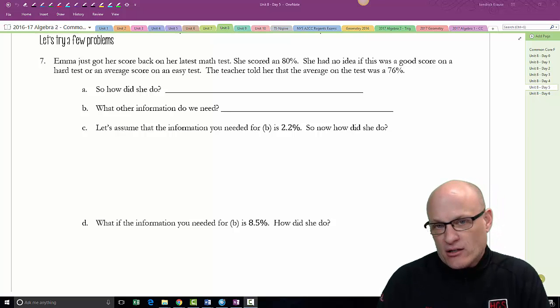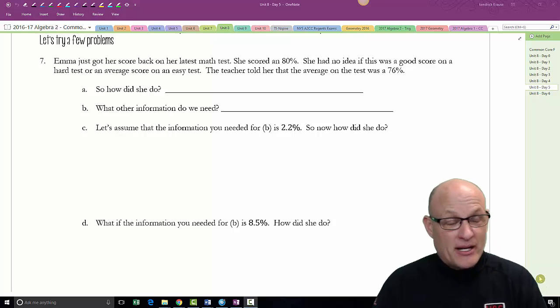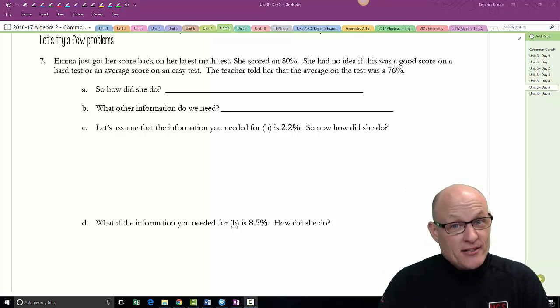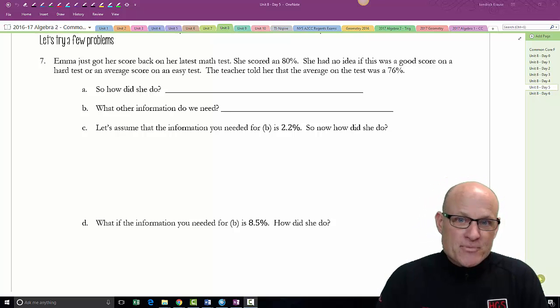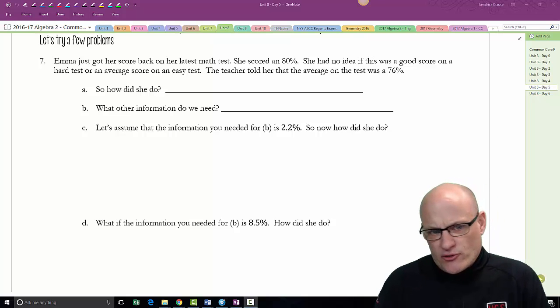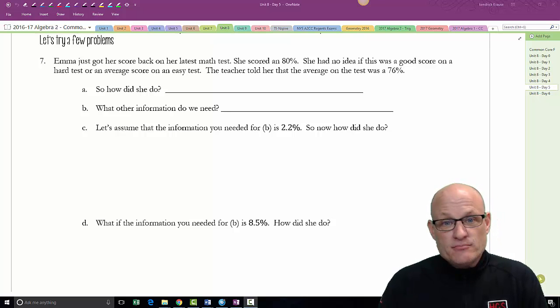Now, some of you are like, oh, okay, 80%, that's not good. But if you got the highest grade in the class, you'd be like, all right, I got an 80%, but I got the highest grade in the class. That's really good. I did the best in the class. And maybe the teacher will curve it or something. I don't know how you compare it. She didn't know if it was a good score. So the teacher said that the average was 76%. So, okay, you know that you beat the average.